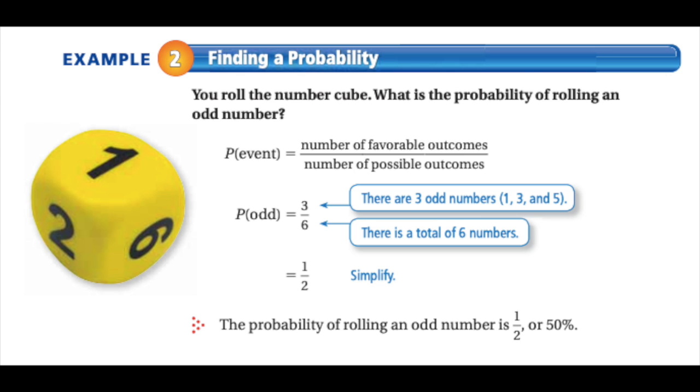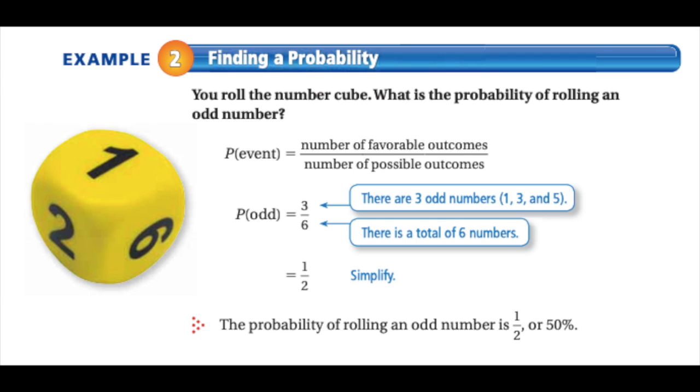Looking at examples 2 and 3 on page 409, first up, example 2, finding a probability. It's quite simple when you look at it this way, but you must know that there are 6 faces to a cube. So you have an opportunity to roll 6 different numbers, 1 through 6. That's the number of possible outcomes, which would be the denominator. It's asking what is the probability of rolling an odd number. There are 3 odd numbers, 1, 3, and 5, that we have the possibility of rolling.